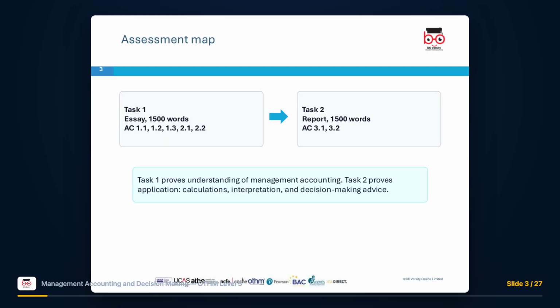The assessment map. Task 1 is a 1,500-word essay covering criteria 1.1, 1.2, 1.3, 2.1 and 2.2. Task 2 is a 1,500-word report covering 3.1 and 3.2. Task 1 proves your understanding of management accounting. Task 2 proves application, with calculations, interpretation, and decision-making advice.